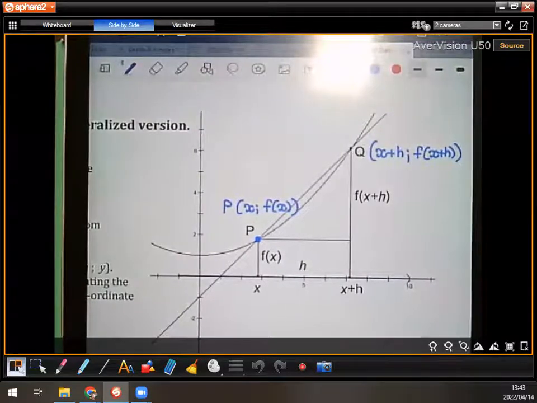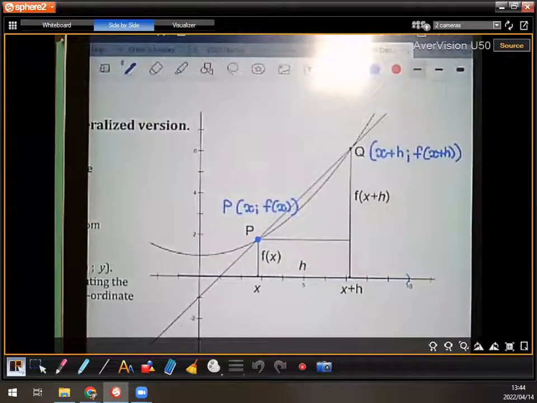Have I lost anyone? All right, so we have the original point, point P. I'm now adding a distance of h to that point to get the second point. So the second x value is x plus h, and the second y value is going to be f of x plus h. All right, these 2 points both lie on the same graph, right? They both lie on f of x. Are we okay with that?